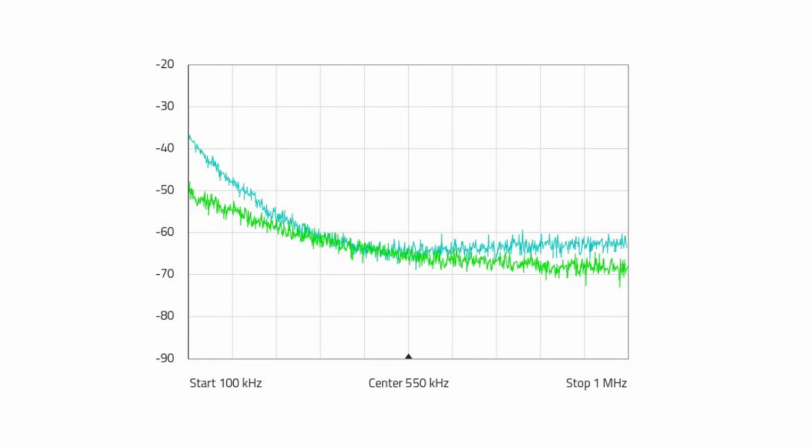In this graph, we see differential mode in green and common mode in blue, and that's the attenuation by Z1, Z2, and Z8. The required attenuation of 20 decibels at 150 kilohertz is exceeded, with 32 decibels in differential mode. The common mode attenuation of 40 decibels at 150 kilohertz can also be easily achieved, with 43 decibels.